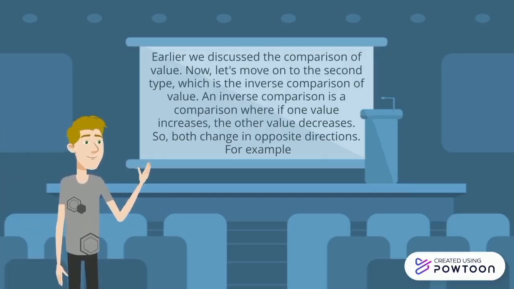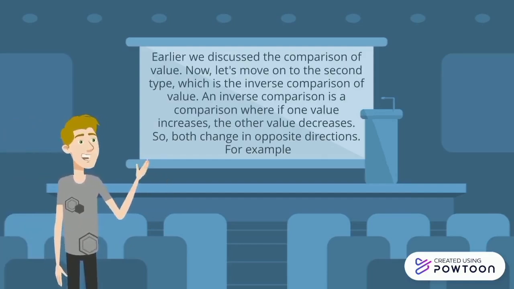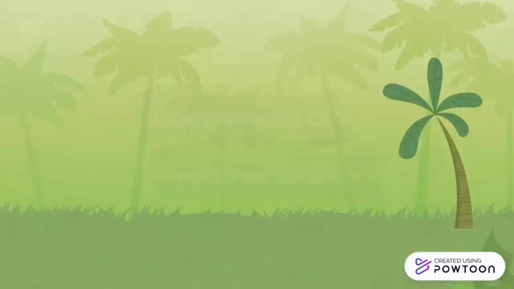Earlier, we discussed the proportional comparison of value. Now, let's move on to the second type, which is the inverse comparison of value. An inverse comparison is a comparison where if one value increases, the other value decreases. So, both change in opposite directions. For example, comparison of inverse value.